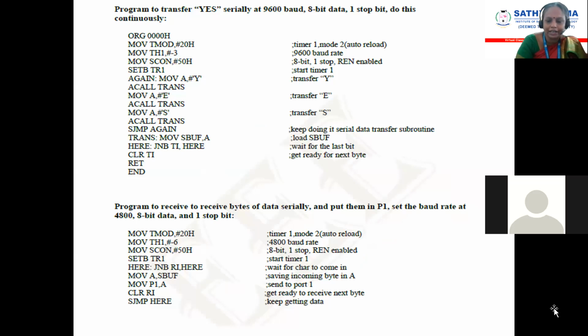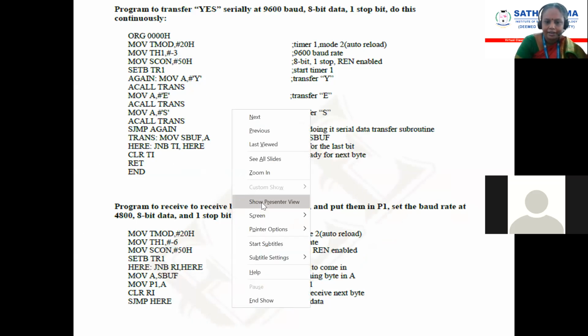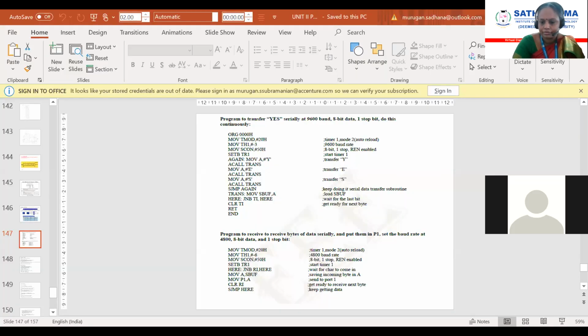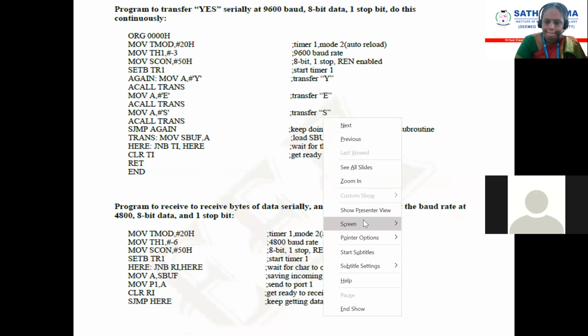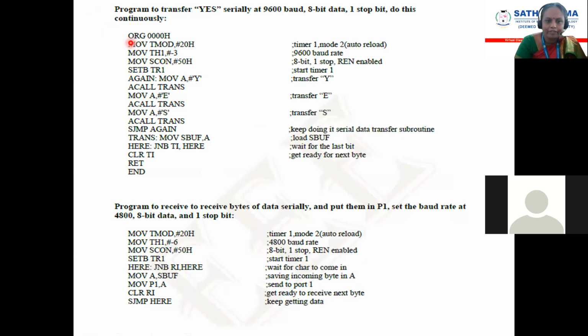Okay, what you have to understand now: first we have to assume the mode of timer 1, then we have to fix the baud rate, then set the serial control register, then start the timer. After that, every character I have to send.